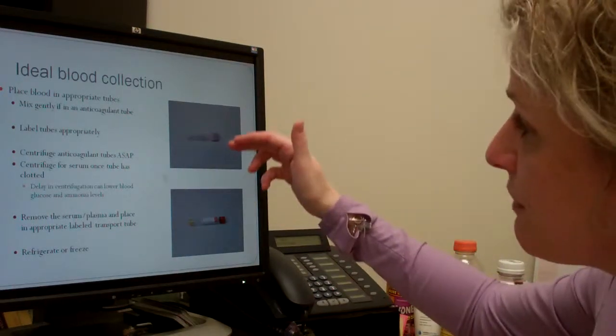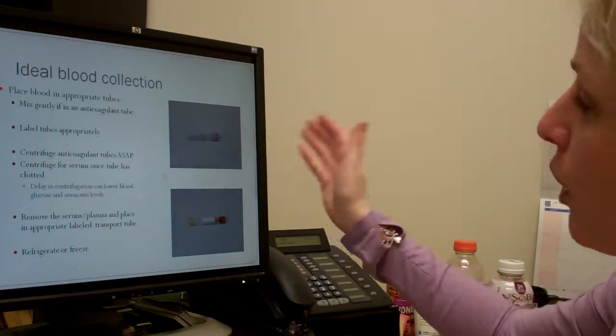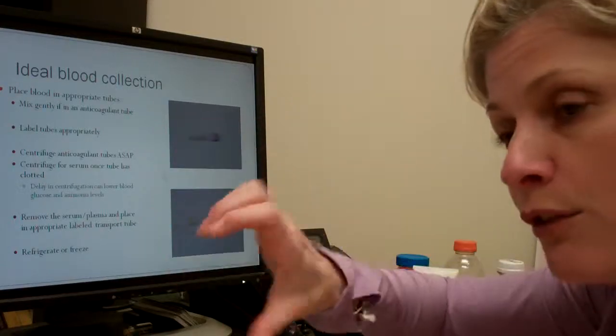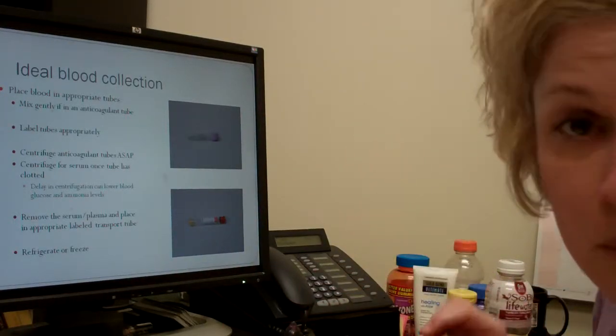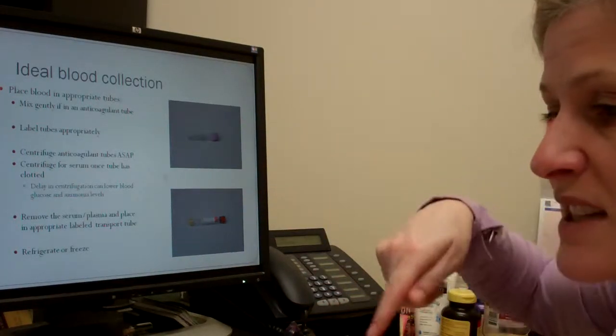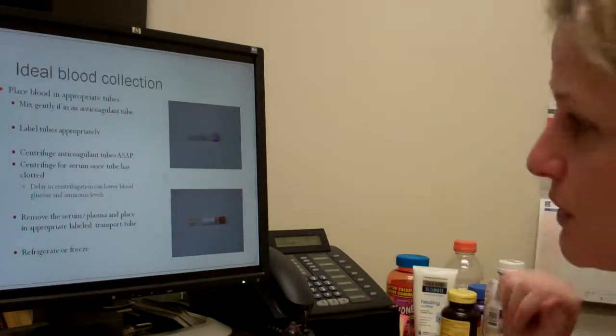If we specifically need plasma, then after transferring the blood and inverting the vacutainer, we then can put it immediately in the centrifuge to spin it down so that the cells and the liquid separate.